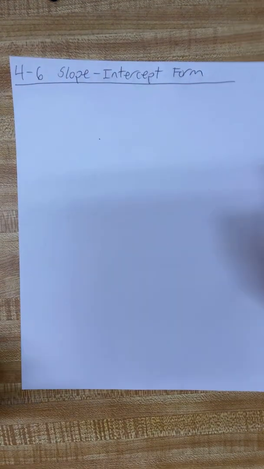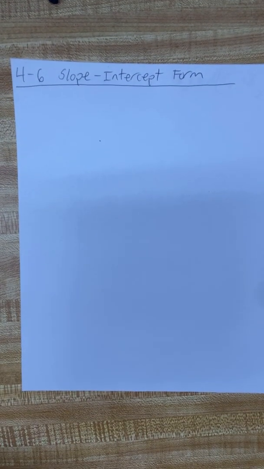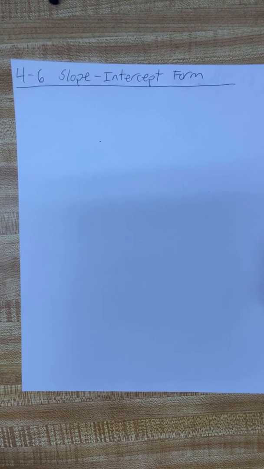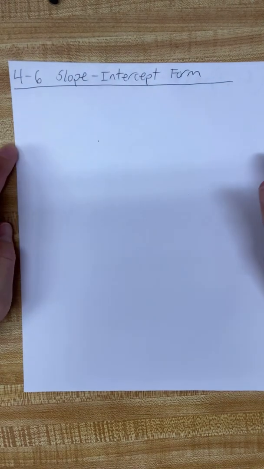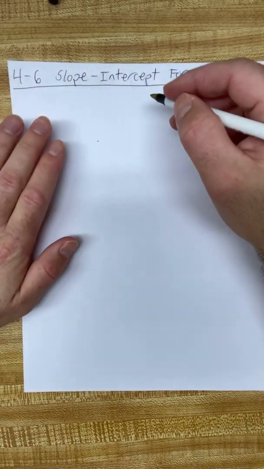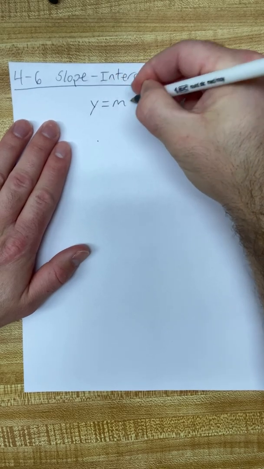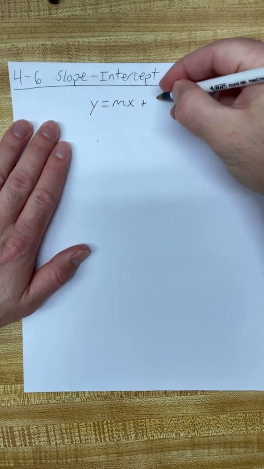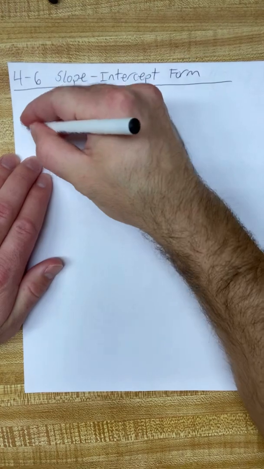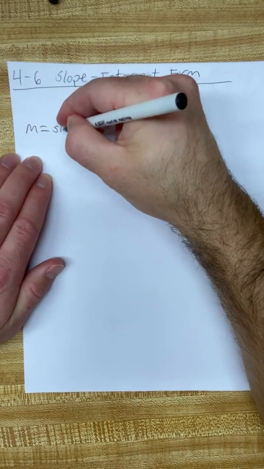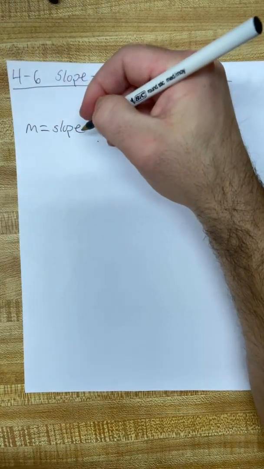All right, so moving on to slope-intercept form. This is really going to be our main concept for this chapter, probably the most important thing we're going to do all year. So we're going to take our time with this. All right, but for slope-intercept form, it is y equals mx plus b. Okay, m, remember, is our slope. We did slope all last week.